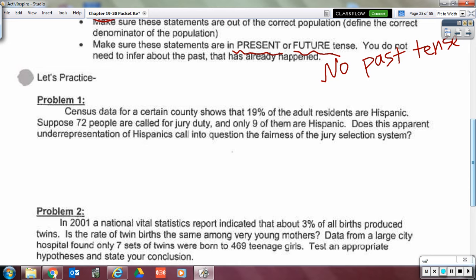All right, so let's practice this. Here's problem number 1. Census data for a certain county shows that 19% of the adult residents are Hispanic. So in the entire county, there's 19% Hispanic. Well, suppose that 72 people are called for jury duty and only 9 of them are Hispanic. So they got a sample: 9 of the 72 were Hispanic. Okay? So does this apparent underrepresentation, does this sample that they got, make us call into question the fairness of the jury selection system?